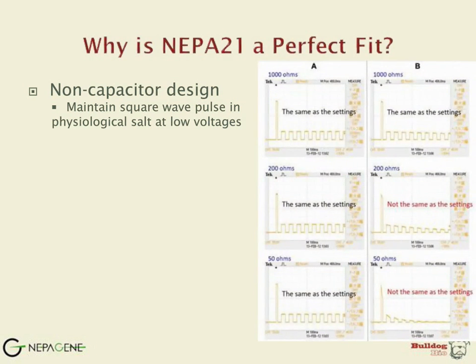As you can see on the right, a non-capacitor design, as shown in panel A, does not have a capacitor to bleed out in low resistance environments. So whether applying 1,000 ohms, 200 ohms, or 50 ohms, the square waves are maintained. Conversely, all other electroporators behave as in panel B, where the square waves quickly morph to waves resembling exponential waves of bacterial systems.